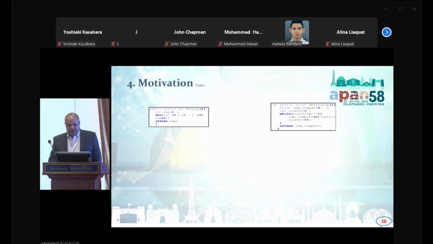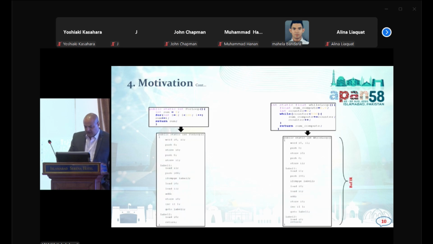Another example to show you the potential of the BAF intermediate representation. This figure shows you two code fragments that perform the same functionality, but they are implemented using different syntactic structures. When we use the BAF intermediate representation to represent these code fragments, as you can see, the generated instructions are almost the same, even if the implementation is different. But the functionality is still the same.